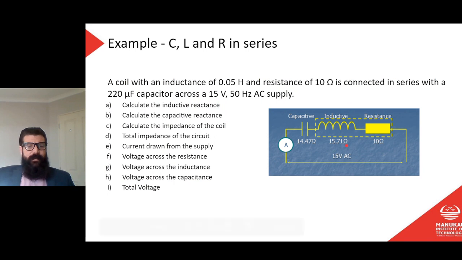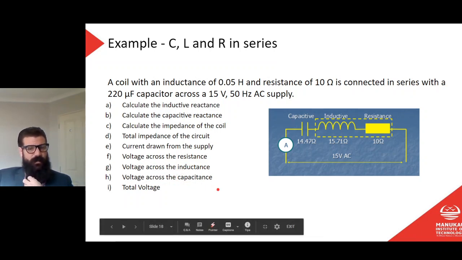A coil with an inductance of 0.5 henries and a resistance of 10 ohms is connected in series with a 220 microfarad capacitor across a 15 volt 50 hertz AC supply. It says here, calculate the inductive reactance, calculate the capacitive reactance, the impedance of the coil, the total impedance of the circuit, the current drawn from the supply, so the total current, the voltage across the resistor, the voltage across the inductor, the voltage across the capacitor, and our total voltage.